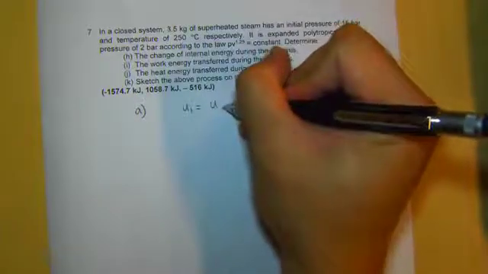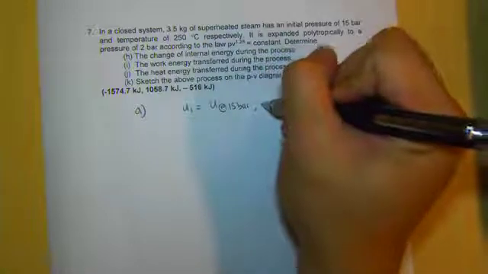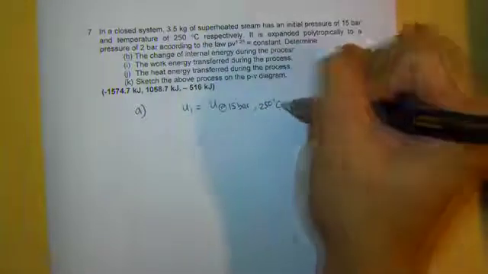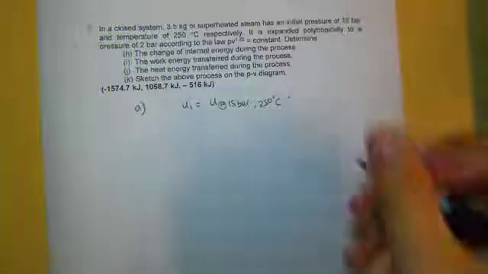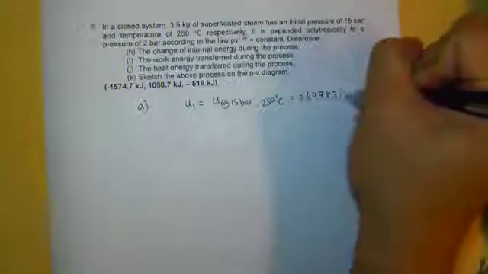Alright, so to get the change in internal energy, we need both U2 and U1. U1 can be easily obtained because we know that state 1 is superheated. So go to the superheated table at 15 bar and 250 degrees Celsius, and we can get the value for U1. So U1 in this case will be 2697 kilojoule per kg.